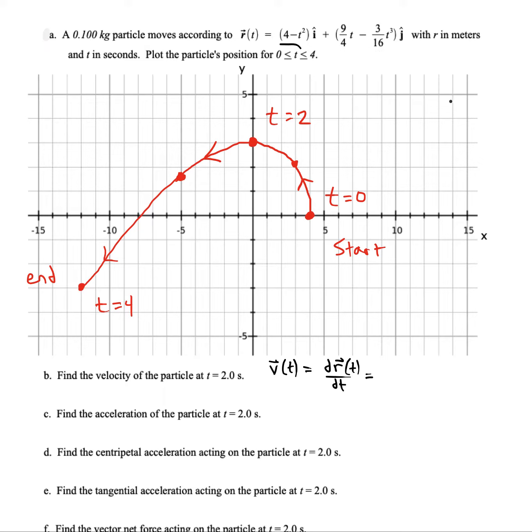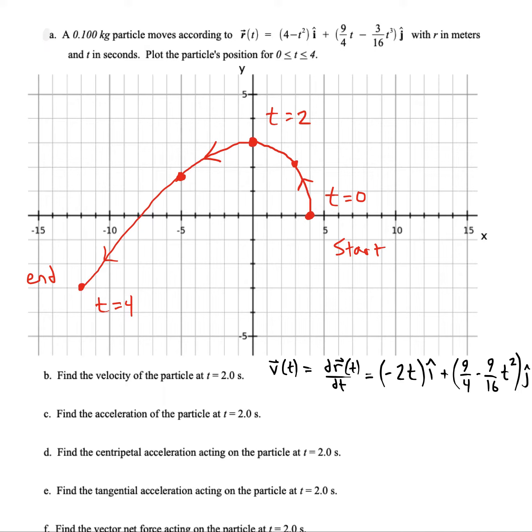Alright, so we'll get negative 2t, it looks like, for the i component. And then here we'll have 9/4 minus 9/16 t squared j. I would bring the 3 down, multiply by that 3, and then reduce the exponent by 1 when I do the derivative.